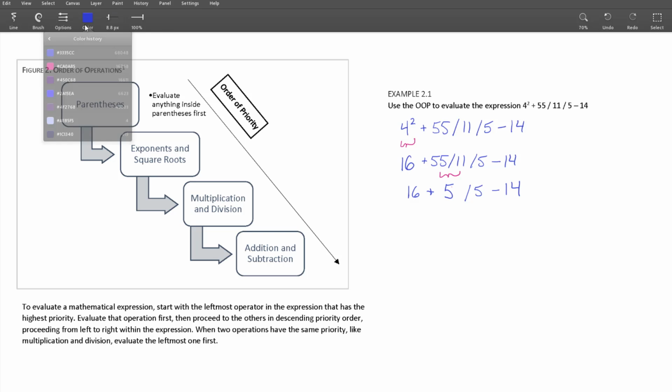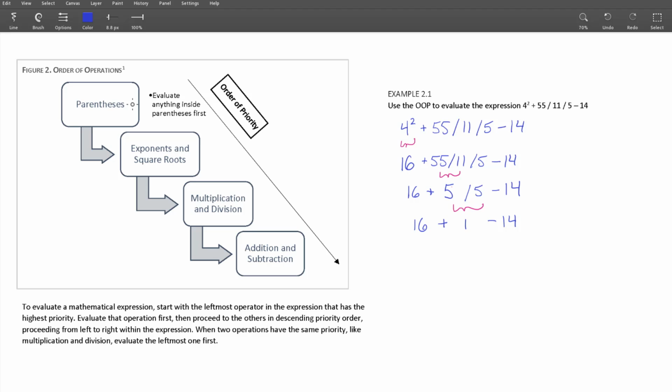Okay, now what do we do next? Well, we have another division going from left to right. 16 plus 5 divided by 5. Okay, so we got to do this division next. 5 divided by 5 equals 1. So now we have 16 plus 1 minus 14.